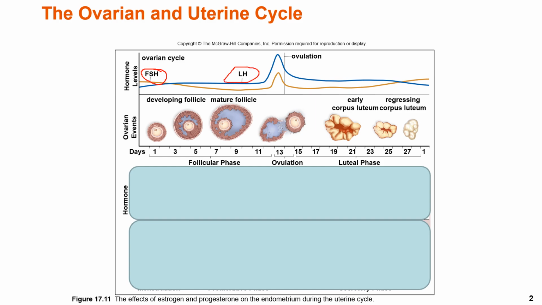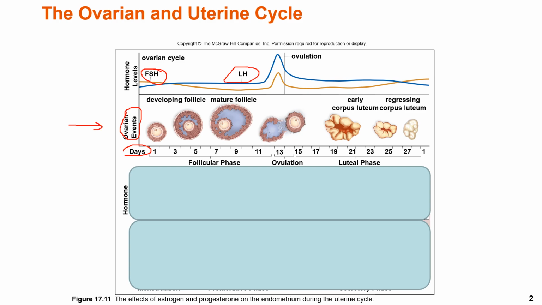So imagine that the days right here reflect the days of the month. From day 1 all the way to day 28 is one monthly cycle. There are a couple of things happening in the cycle. The first one would be what's happening in the ovaries. The images you see in this part of the slide are what's happening in the ovarian follicles.